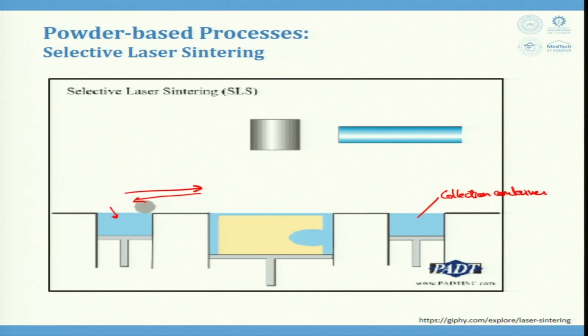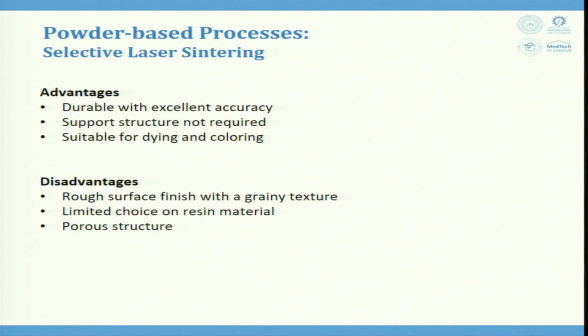Let us try to see the advantages and disadvantages of it. Advantages are, it is durable with excellent accuracy, the support structure is not required at all here, and it is suitable for dyeing and coloring. The disadvantages could be that a surface finish with grainy texture does come, there is a limited choice of resin material, and the structure is also porous here, so brittleness does come.